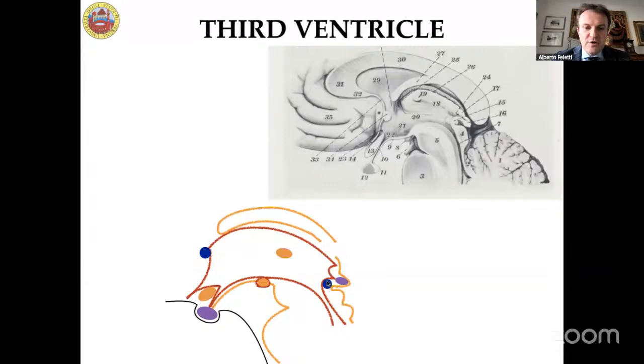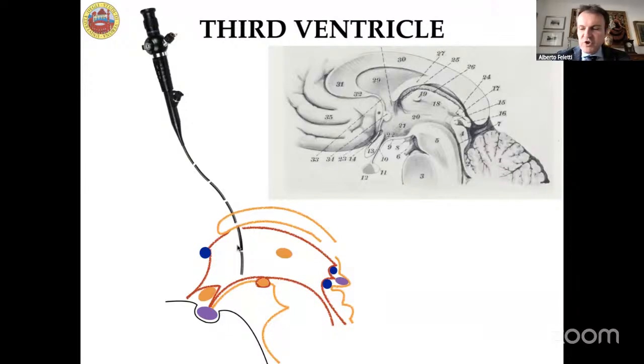And here, the posterior commissure is located. The posterior commissure is the posterior limit of the aditus of the cerebral aqueduct. And just above the posterior commissure, we have the habenular commissure. And this is the Monro foramen through which we insert our endoscope.